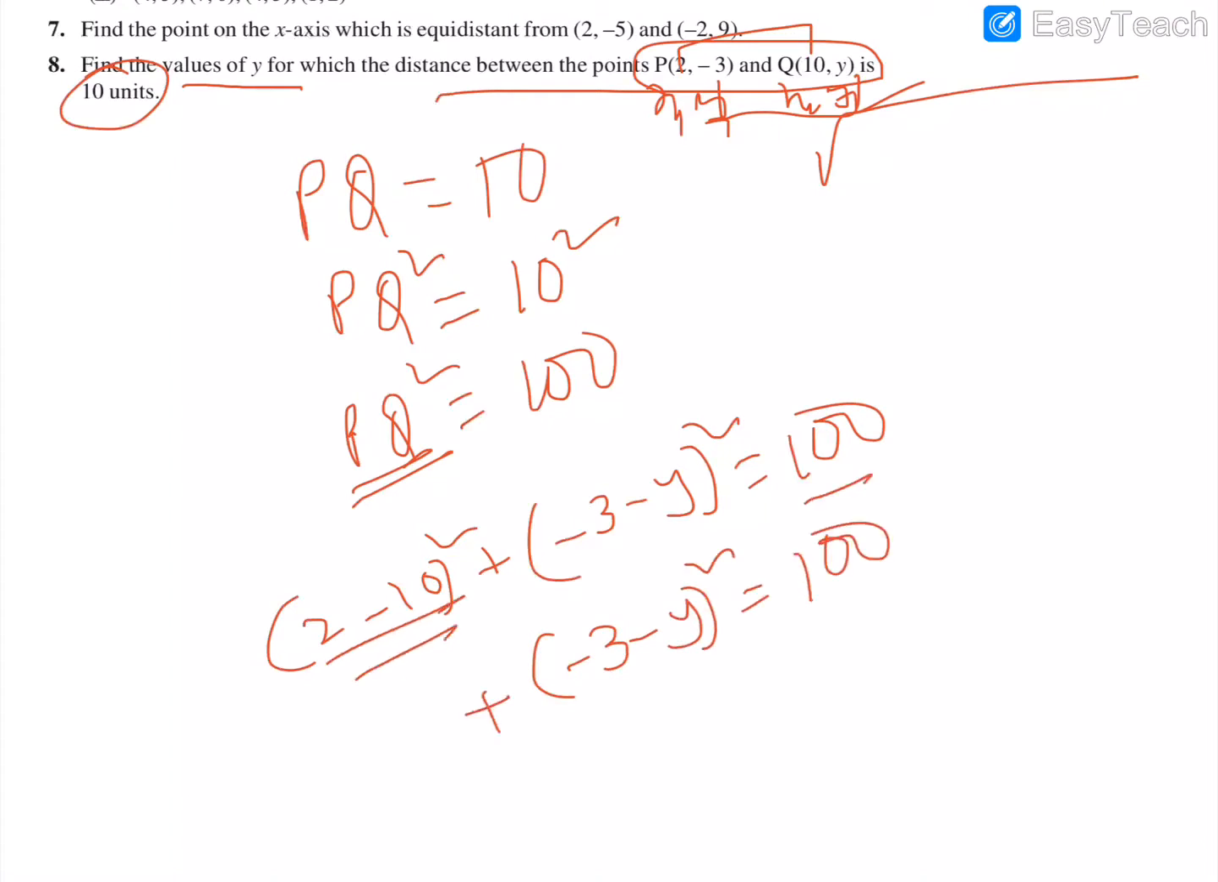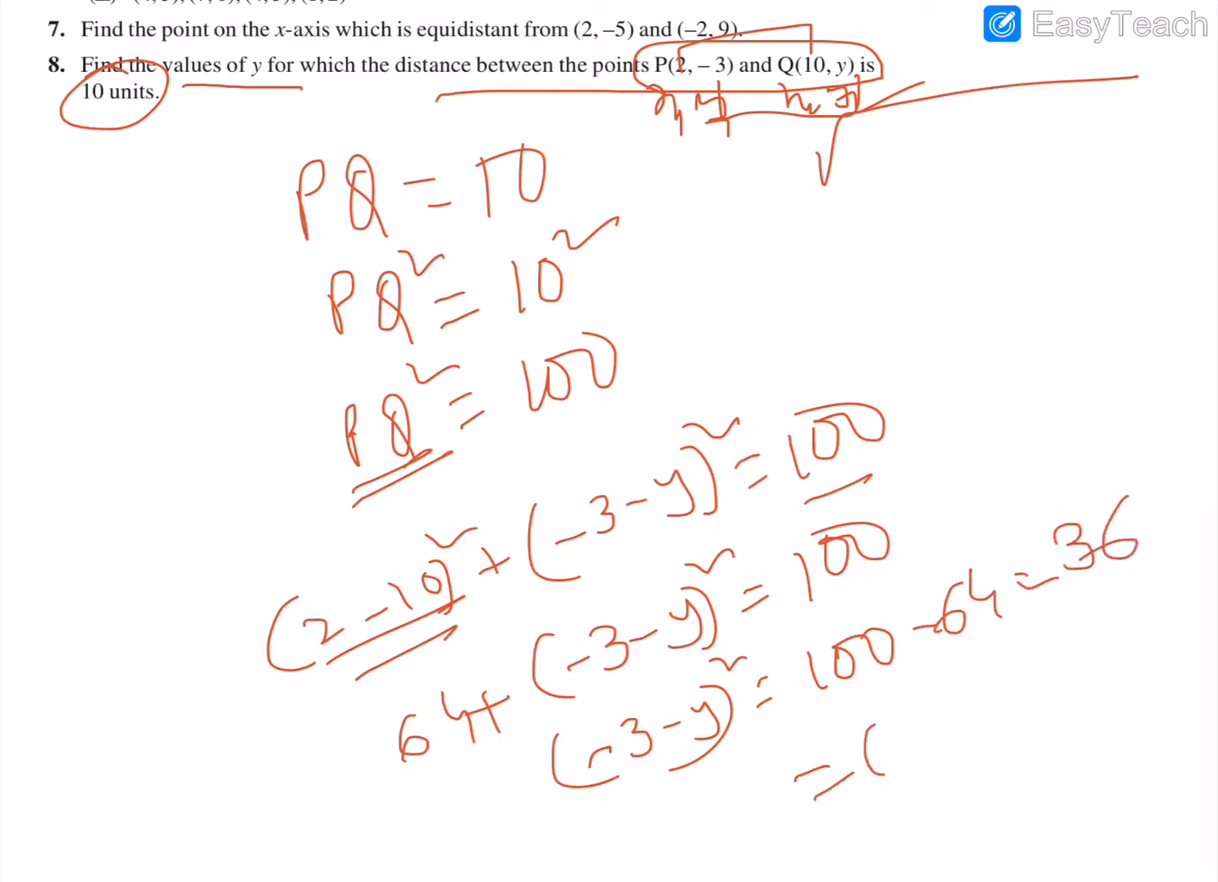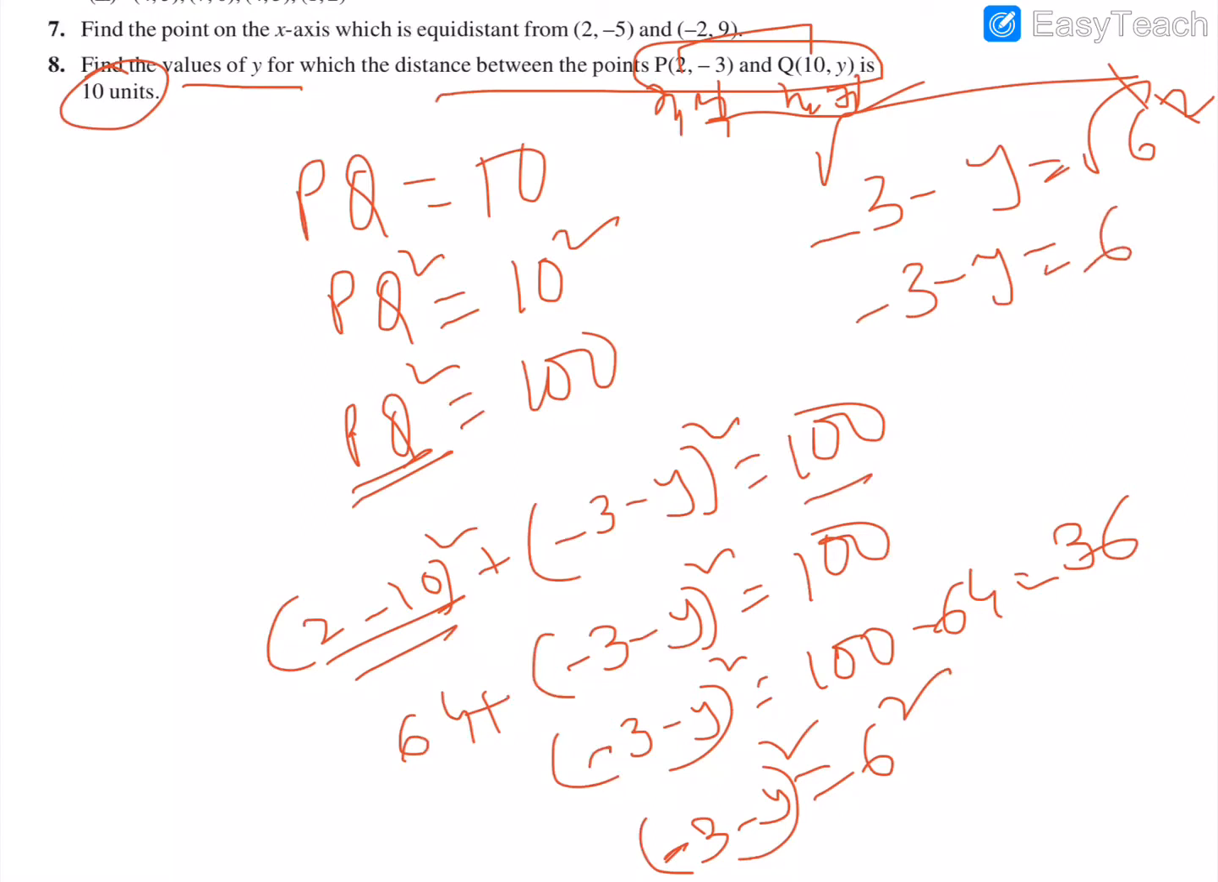Here 2 minus 10 is 8, 8 square is 64. So (minus 3 minus y) whole square is equal to 100 minus 64, is equal to 36. That is equal to 6 square. (Minus 3 minus y) whole square is equal to 6 square. So minus 3 minus y can be root of 6 square. That is, minus 3 minus y can be plus 6 and minus 3 minus y can be minus 6, as when taking the root, both plus and minus can come.